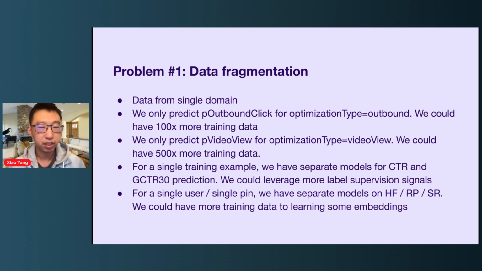Also, for a single training example, because we have separate models for different tasks, we are not leveraging the information from multiple labels. We could leverage more label supervision signals. And lastly, for a single user and single pin or candidate, we actually have different models, so we have different sub-segmented training data to learn the embeddings for the ID features.